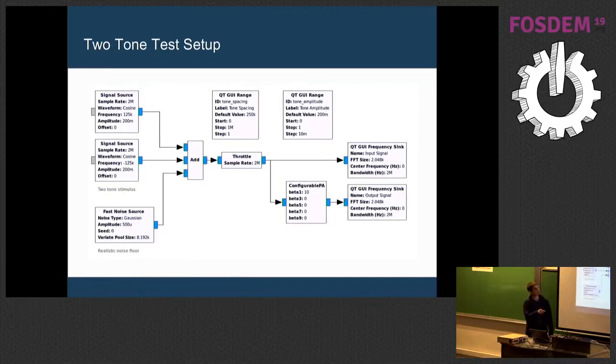But basically what this is saying is we have a voltage gain of 10. So whatever comes in at the input is just multiplied by 10, nothing else. And then I always like adding noise to these because otherwise you end up with overly ideal results. And we have controls for tone spacing and tone amplitude. They're evenly spaced around the center frequency.